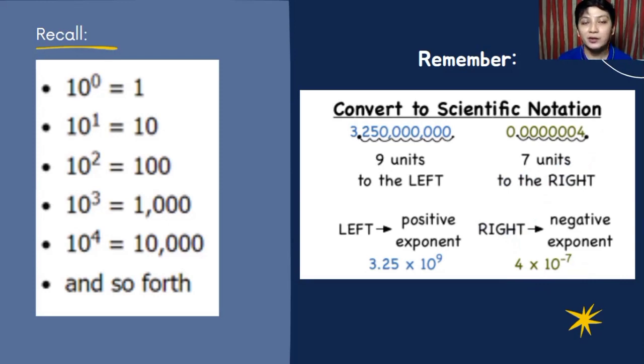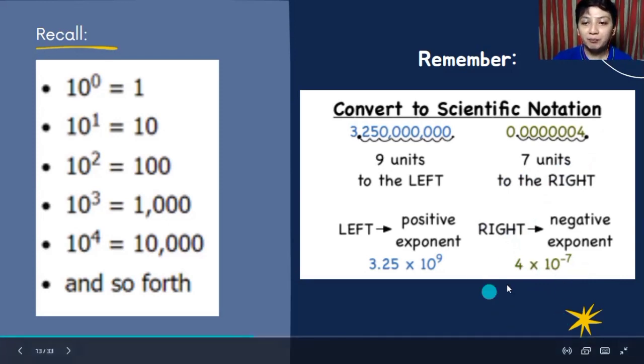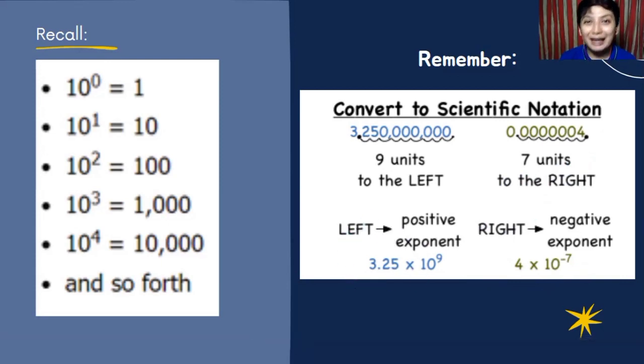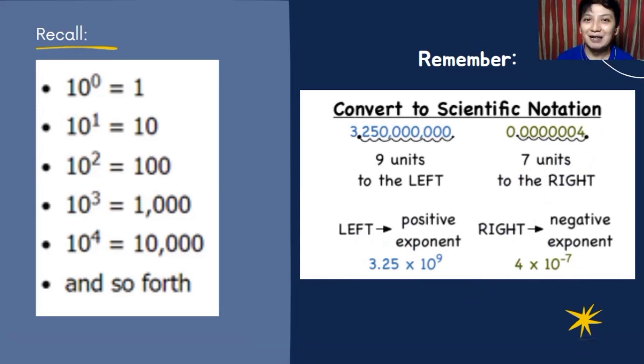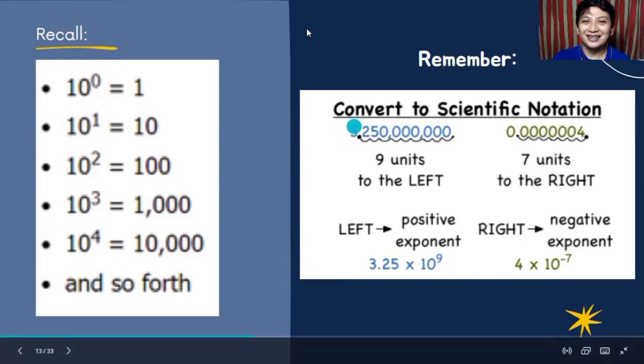And remember, class, that the number here must be from 1 to 9.9. You cannot exceed 10. Always remember that. When you use scientific notation, the number here must be written only from 1 to 9.9. When it reaches 10, it's a no-no. Is that clear? All right.